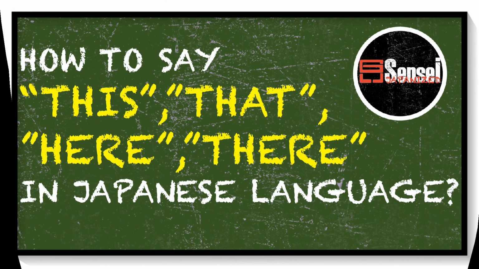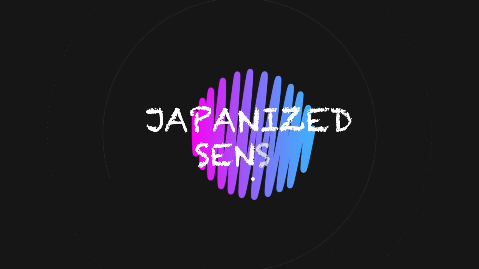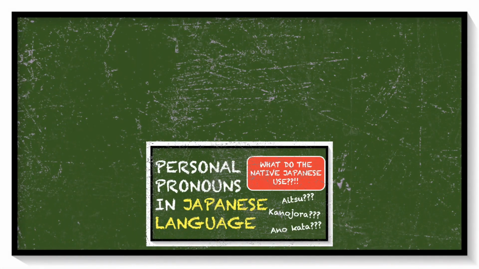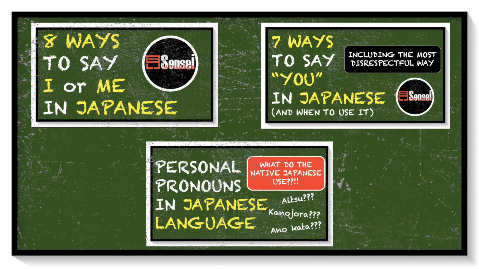Today, I will teach you demonstrative pronouns in Japanese language. I have taught you personal pronouns in our previous lessons. Now, I will teach you pronouns for indicating location, direction, and etc. Let's begin. Demonstrative pronouns for things.